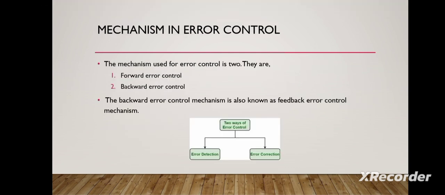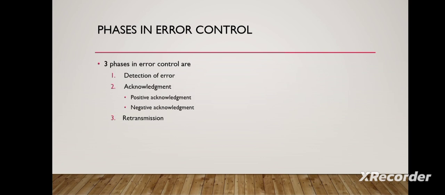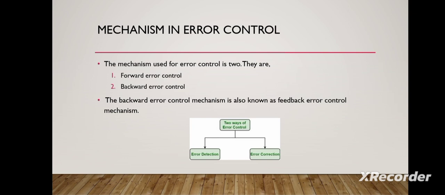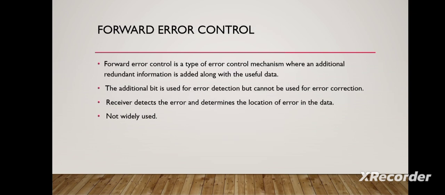There are three phases in error control, which are detection of error, acknowledgement and retransmission. In acknowledgement it can be either positive or negative. So the mechanisms followed for error control are majorly two, which are forward error control and backward error control.